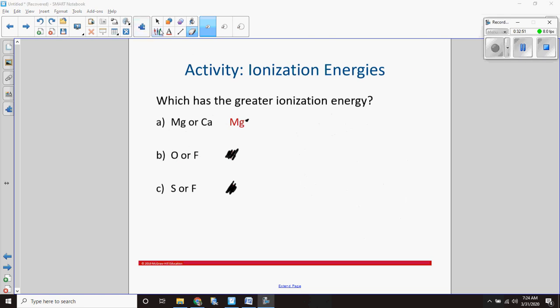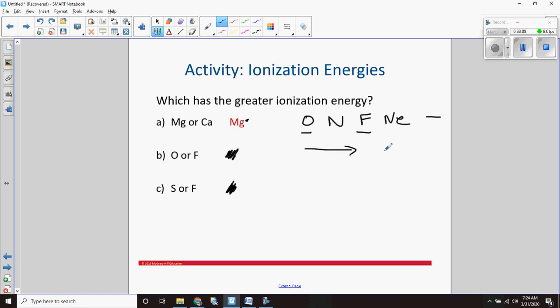Oxygen versus fluorine. Where are oxygen and fluorine? In this case, oxygen and fluorine are right next to each other. We've got oxygen, nitrogen, fluorine, and then neon across period 2 of the periodic table. So oxygen versus fluorine, what happens as you go this way? We are getting more valence electrons. So we should expect fluorine to have a higher ionization energy than oxygen.